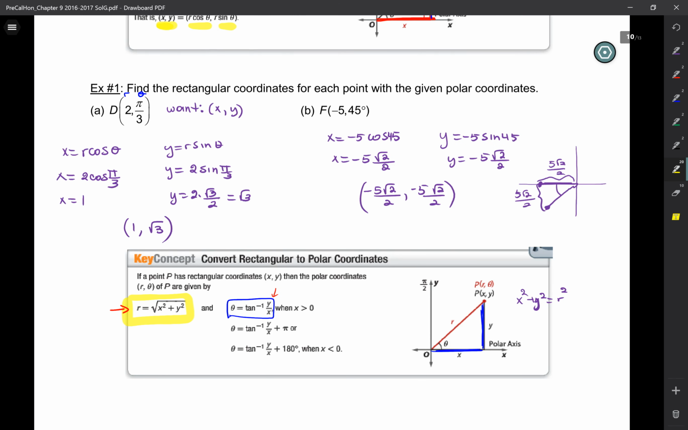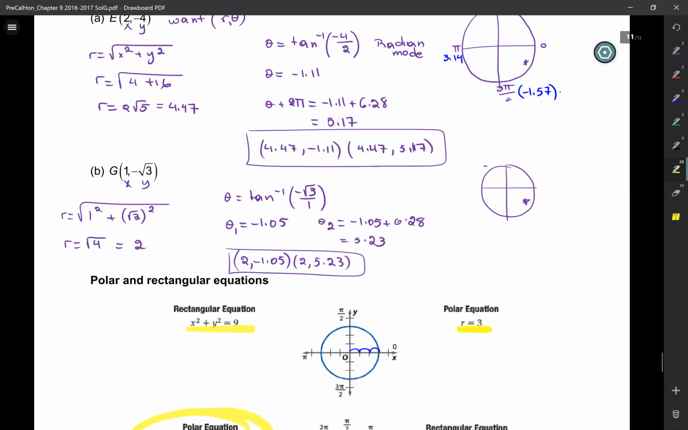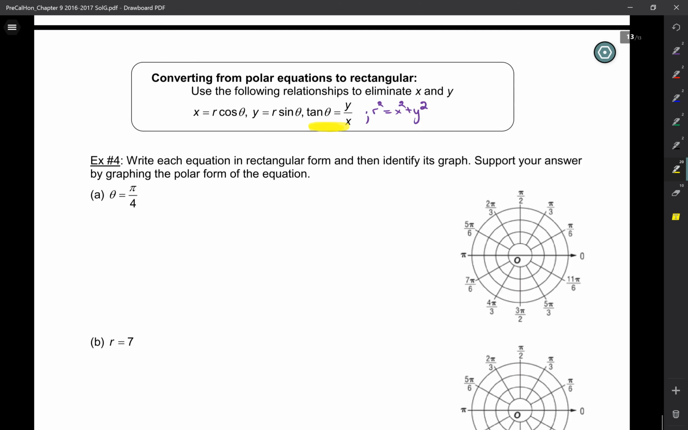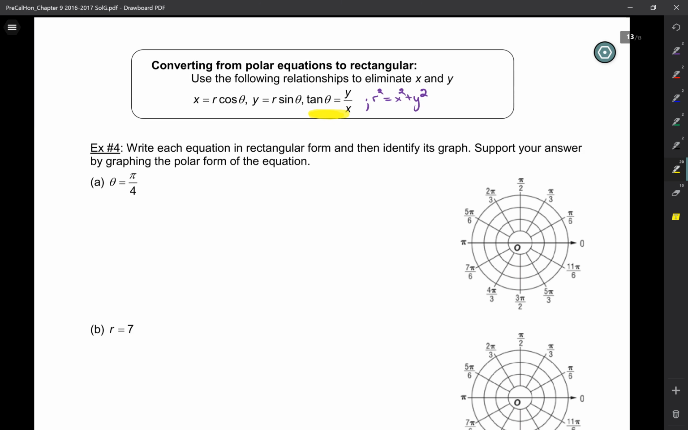So if I have a point, right, and I have the x coordinate and the y coordinate of that point, how do I find theta? Well, it's a right triangle, and theta is always opposite over adjacent, okay? So now, when we're going from polar to rectangular, it's helpful to keep all four of these in mind. So basically, these four are the key to going back and forth throughout this chapter, okay?